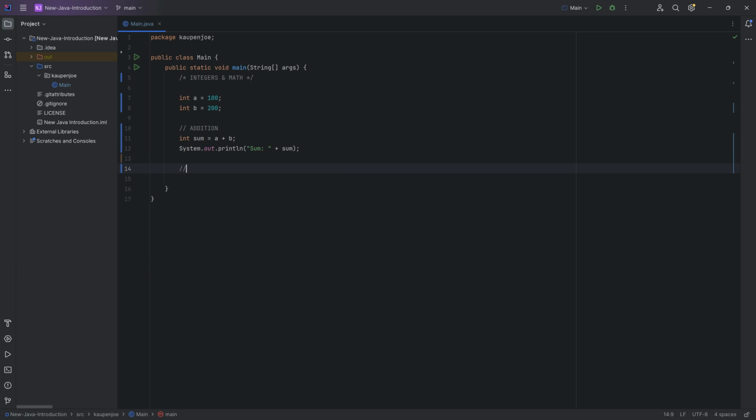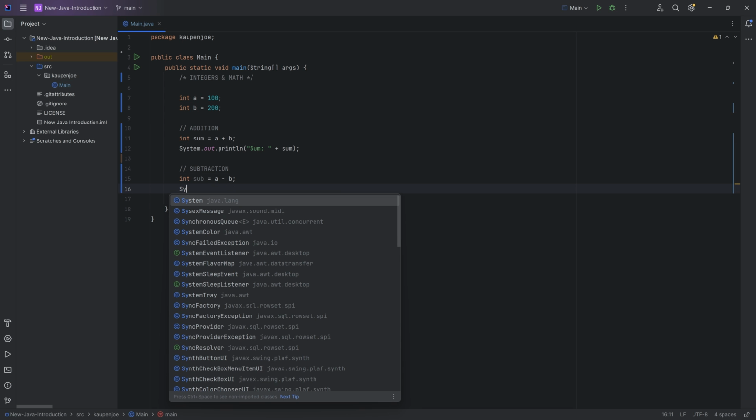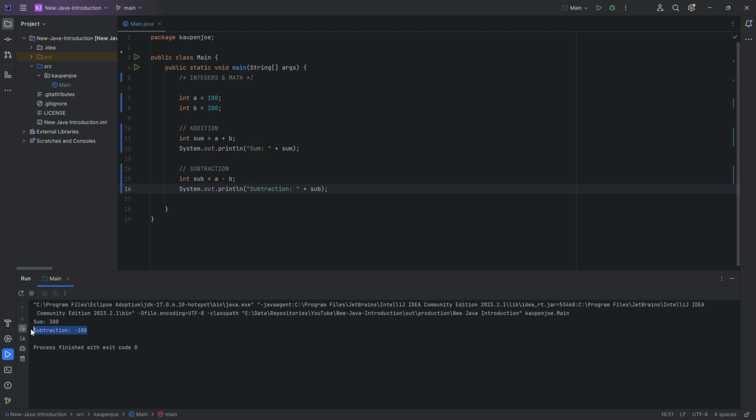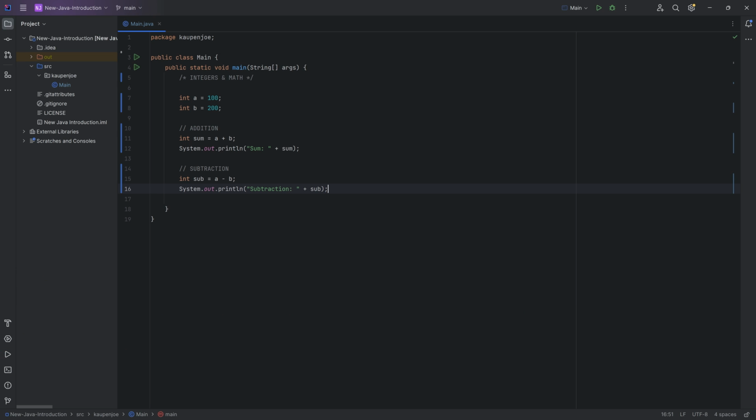So that is the addition operator, and we are going to continue with subtraction, which is going to be, well, what is this going to be? Well, this is going to be A minus B, and this is, of course, the subtraction operator. And we can say System.out.println, and this is going to be subtraction, which is going to be plus sub in this case. And if we were to execute this, you can see this is minus 100. Once again, negative numbers are included in the integers, so that is no worries at all.